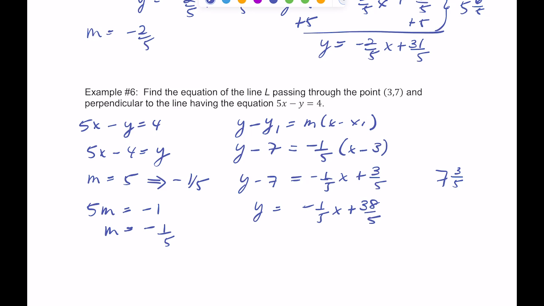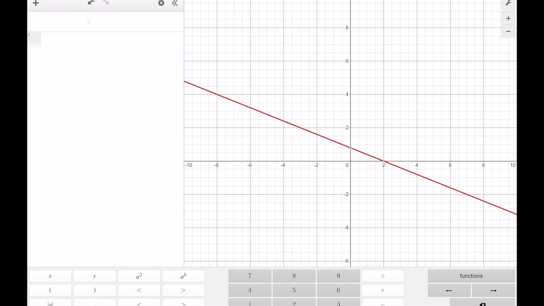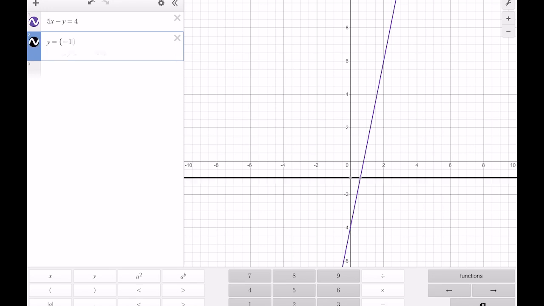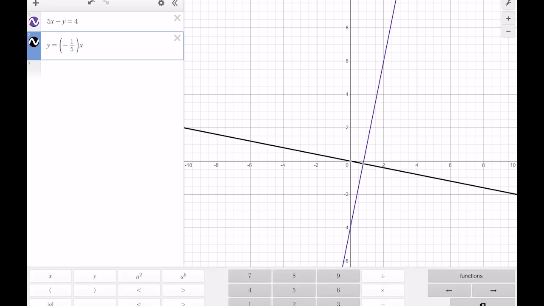So there's your equation. This time, when I go to plug in my original equation, it was 5x minus y equals 4. And the equation I found was y equals -1/5 x plus 38/5.